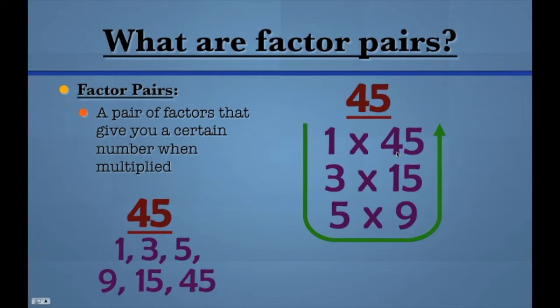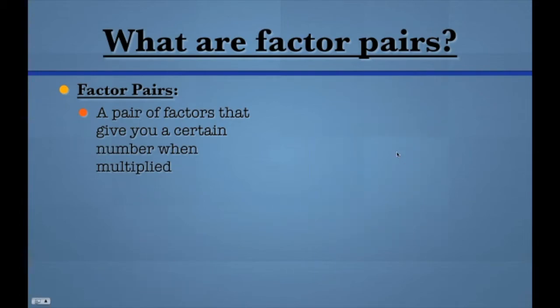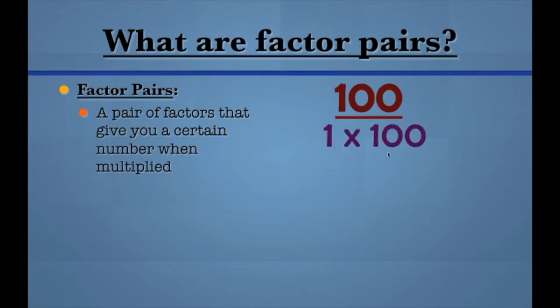Let's try one more example, something a little bigger. Let's try the number 100. And don't get discouraged and don't get nervous because we're dealing with a bigger number here. It makes no difference. If you understand the concept, you'll be just fine. Now remember, just like with the last examples, we should start off with the number 1 and itself. So we've got 1 times 100, that's our first factor pair.